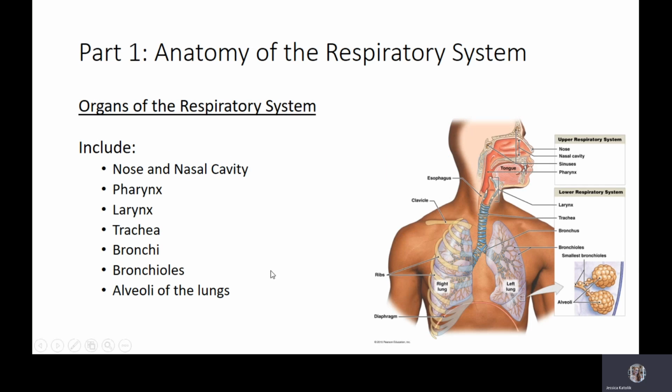So these are the organs that we're going to cover today. We're going to start at the nose and the nasal cavity, and we'll travel all the way down to the alveoli, where respiration is primarily going to occur. I'm going to give you a similar diagram to this on your exam and ask you to label it. Obviously, the labels won't be there. You will be doing the labeling, but we'll get into that. So let's start off and talk about the nose and the nasal cavity.